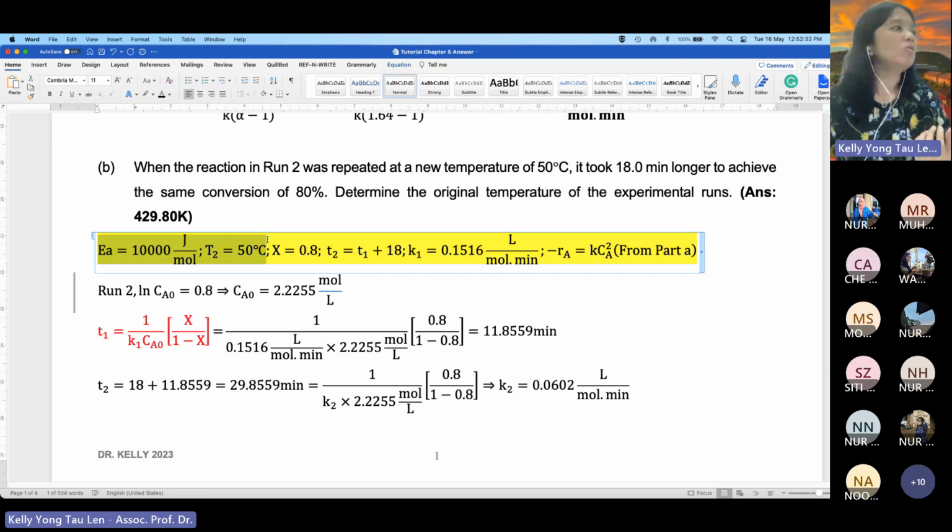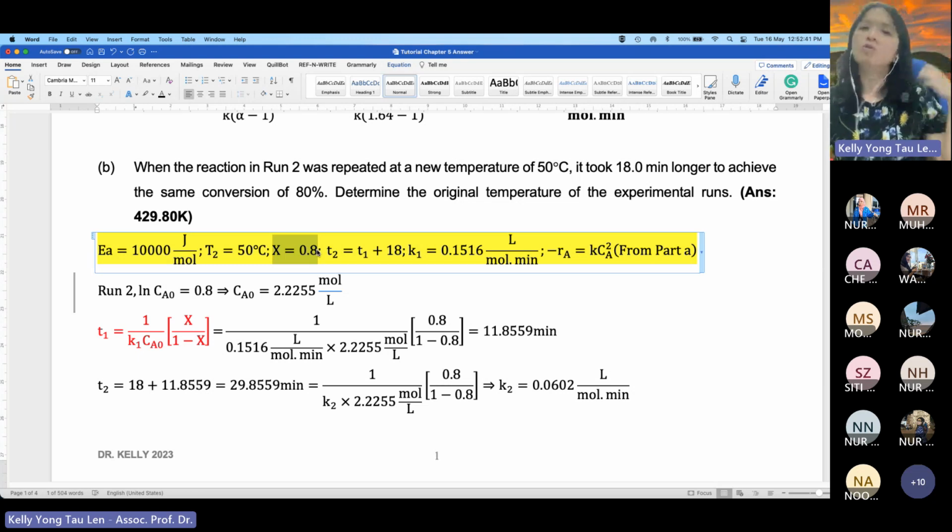I know my T2 is 50 Celsius. Suhu baru saya 50 Celsius. Saya tahu X saya, kes suhu asal, suhu baru ke suhu lama masih conversion sama 80% as mentioned in the question. I know my T2, masa tindak balas pada suhu yang baru sama dengan masa tindak balas pada suhu asal plus 18 minute. Okay, then saya pun tahu K1 0.1516 from part A, and saya tahu rate law dia minus RA equals to KCA power of 2.